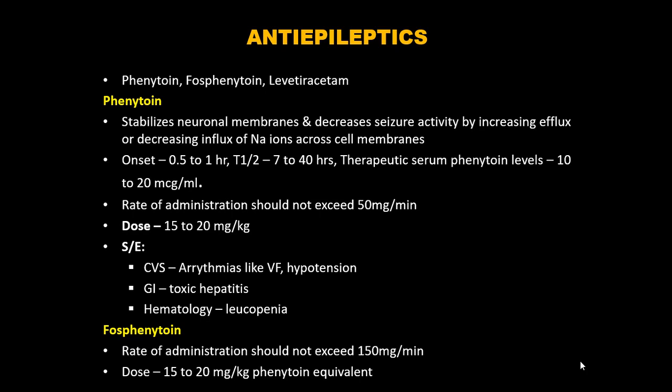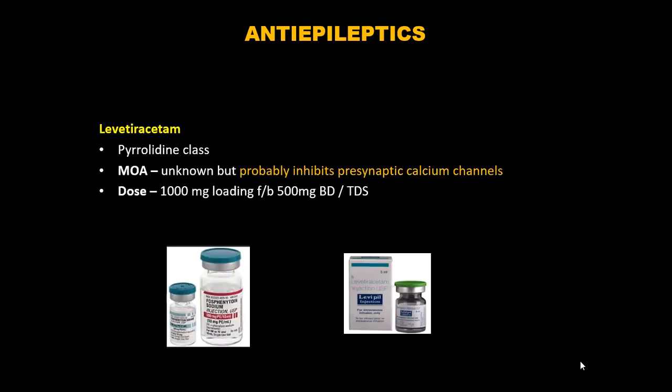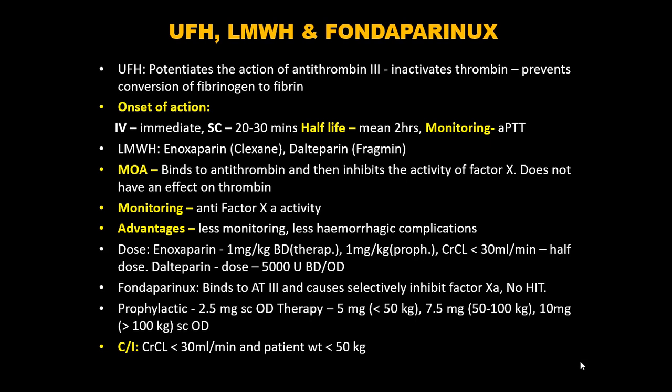Fosphenytoin, the rate of administration should not exceed 150 milligram per minute. Dose is 15 to 20 milligram phenytoin equivalent. One phenytoin equivalent is equal to 1.5 milligram per kg fosphenytoin. Levetiracetam is a pyrrolidine class of anti-epileptic. The mechanism of action is probably through inhibition of presynaptic calcium channels. Dose is 1 gram stat followed by 500 BD or TDS.